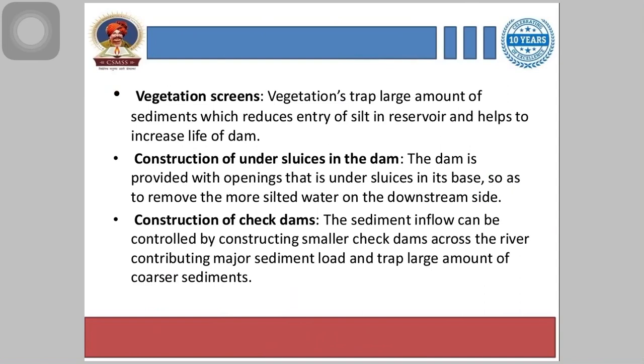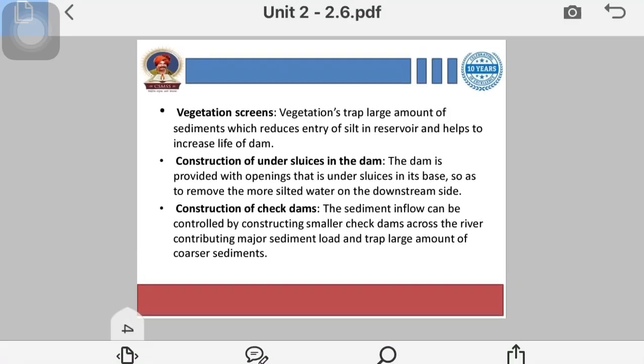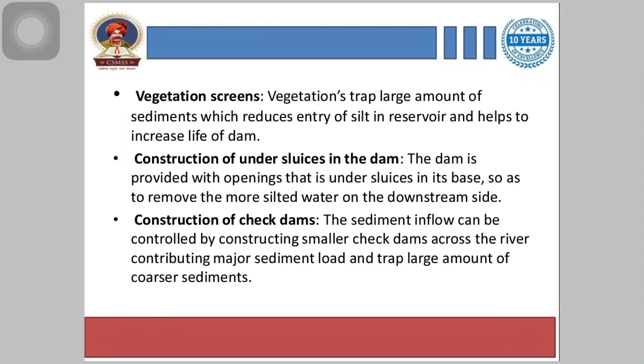Next point is the construction of check dams. In this, small bunds are known as check dams. They are constructed along the tributaries which contribute the major sediment load, and arrest partially the silt particles. The sediment inflow can be controlled by this construction of small bunds. We can say check dams across the river, contributing major sediment load, trap a large amount of coarser sediment.